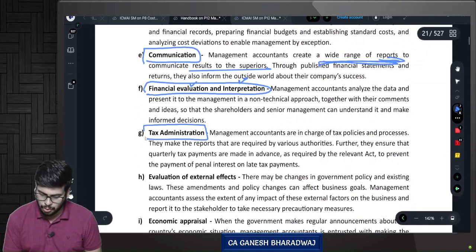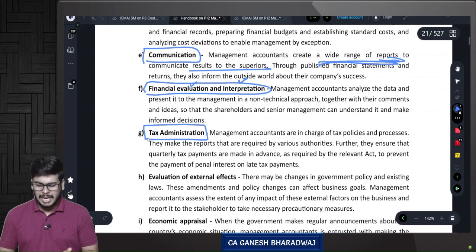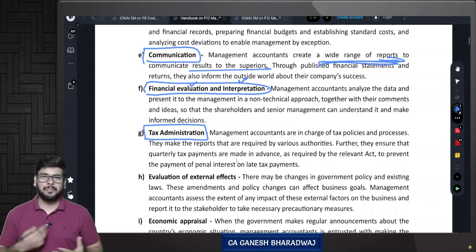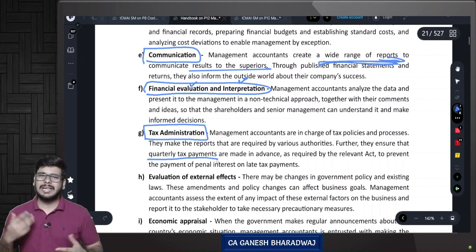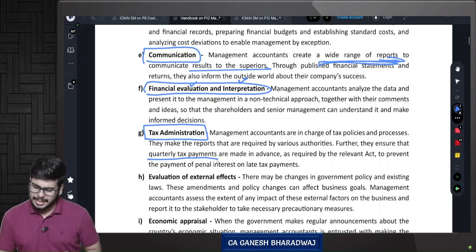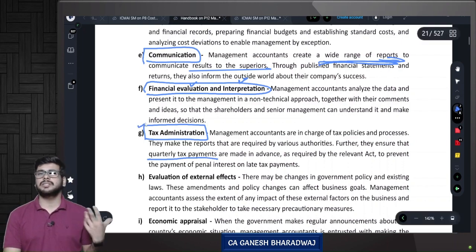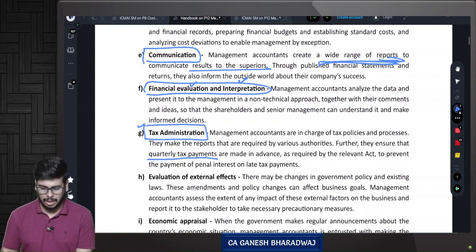Tax administration, of course. This is a very broad scope. Even the financial accountants also do this basically. So paying monthly TDS or quarterly advance tax payments. Look at this, quarterly tax payments made in advance. So adhering to the tax laws, not necessarily always a management accountant does. Even a financial accountant or a normal accountant can also do.